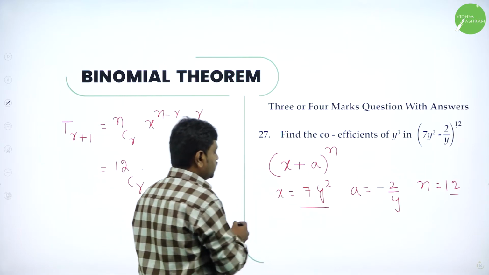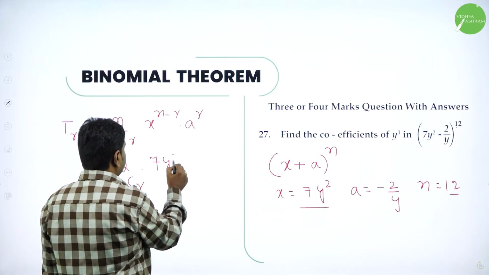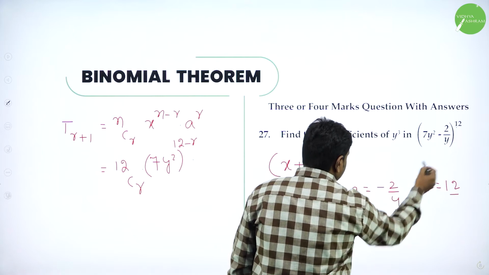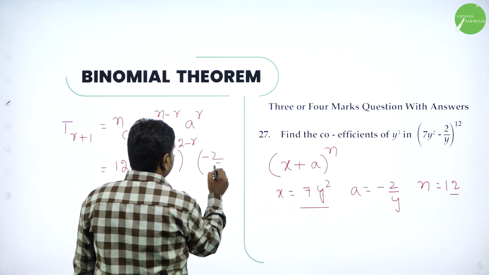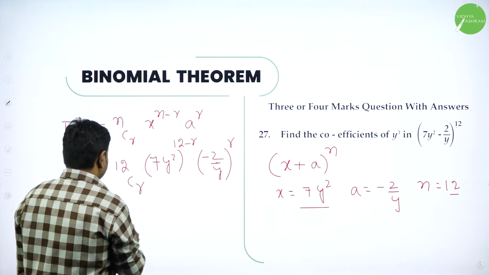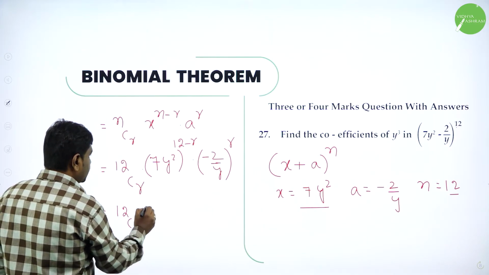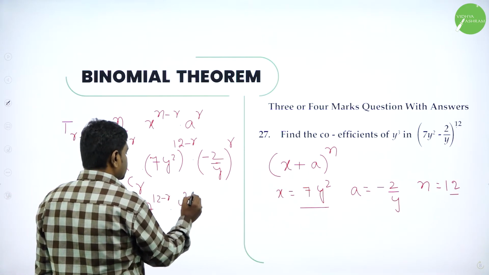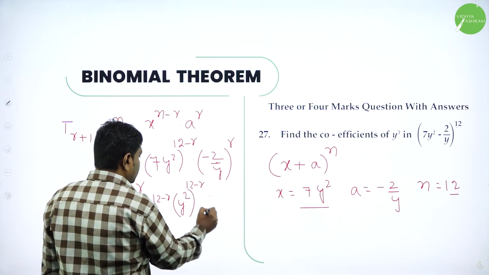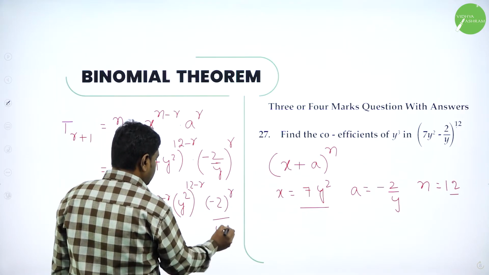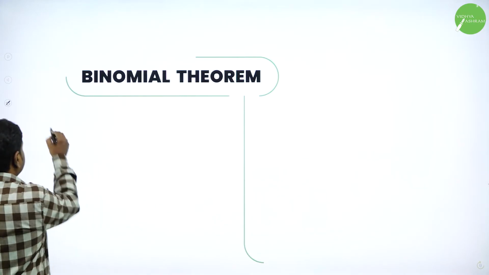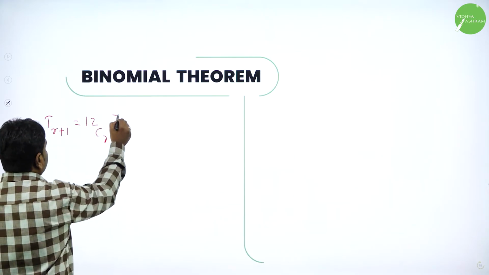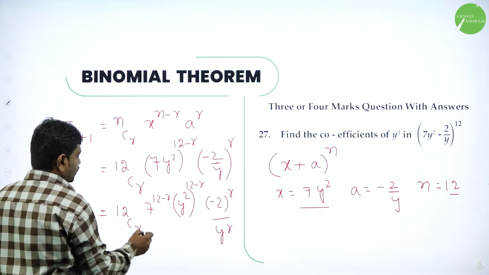12Cr into x means the first term. The first term we have is 7y square, 7y square power n minus r, that is 12 minus r, into a. A is the second term, minus 2 by y, minus 2 by y power r. R is unknown. So now simplify this. I'll have 12Cr 7 power 12 minus r and y square, by the law of indices, y square power 12 minus r, minus 2 power r and y power r. Take power r for each term. So further simplification, T r plus 1 is equal to 12Cr 7 power 12 minus r and minus 2 power r.